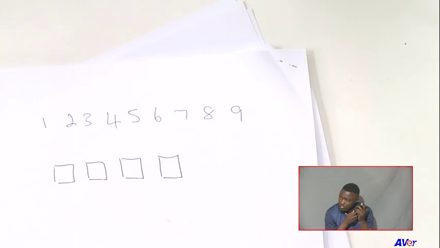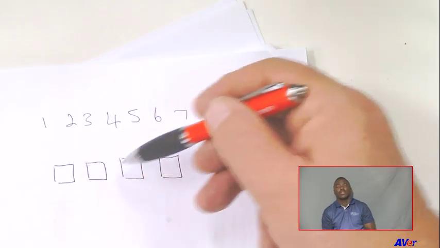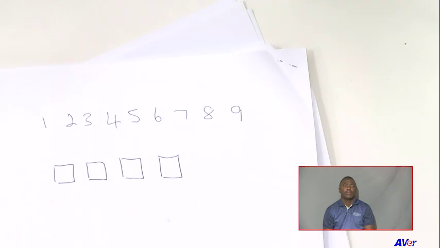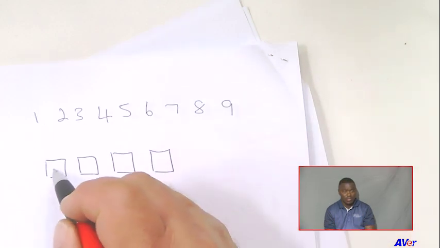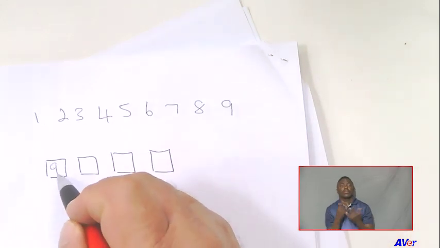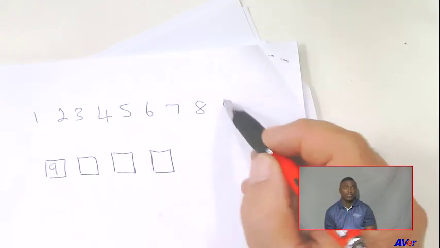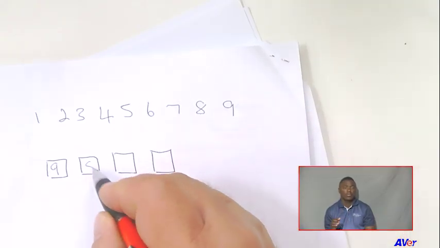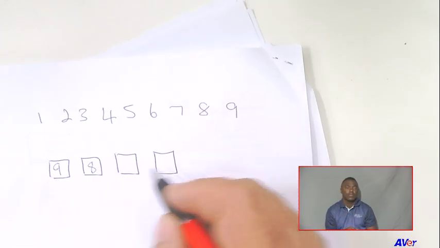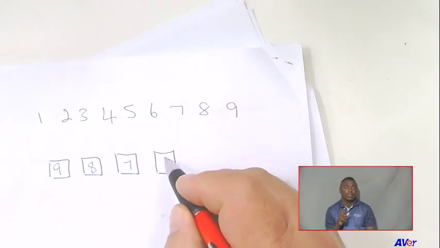Right. Okay, people, there is the 4-digit PIN code that I can use. I've got 9 numbers. The numbers may not be repeated. How many numbers can I put in the first block? 9. They may not be repeated. How many numbers are left? 8. How many numbers are left?